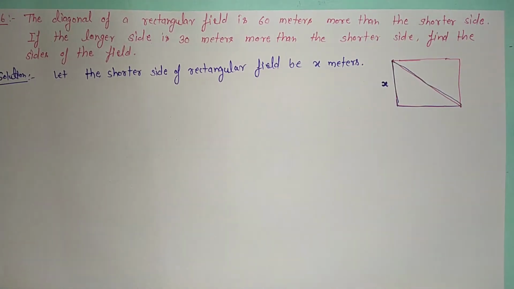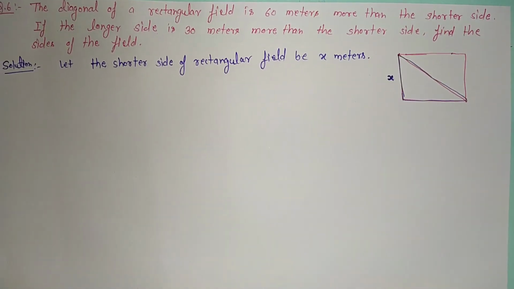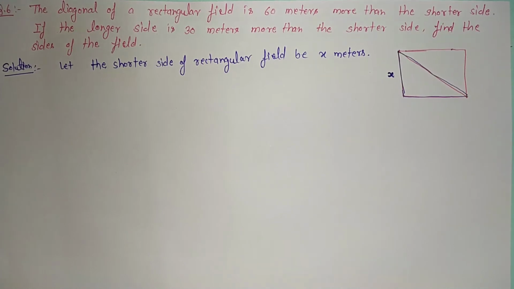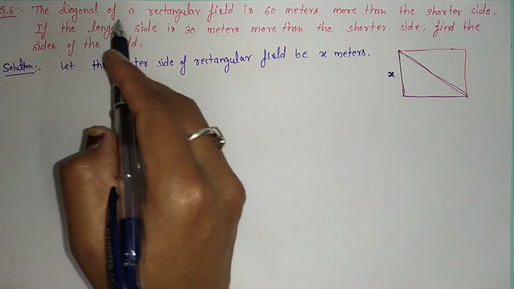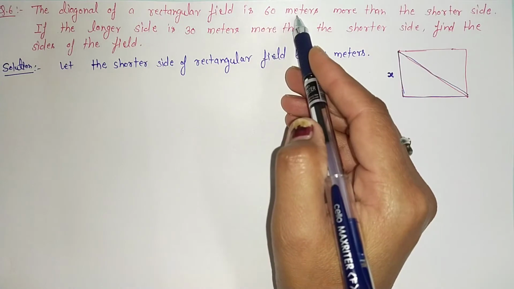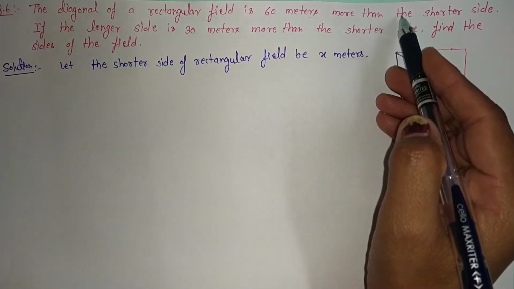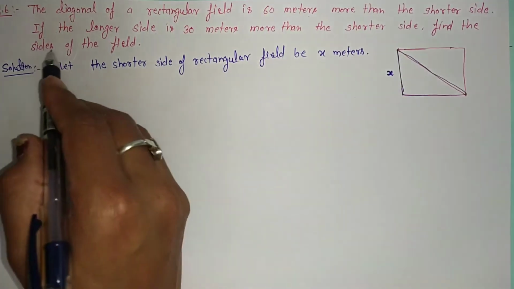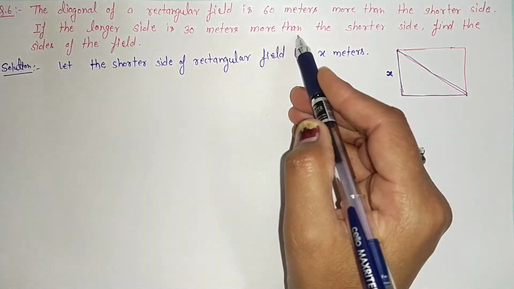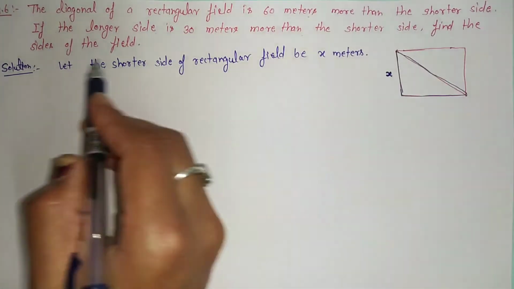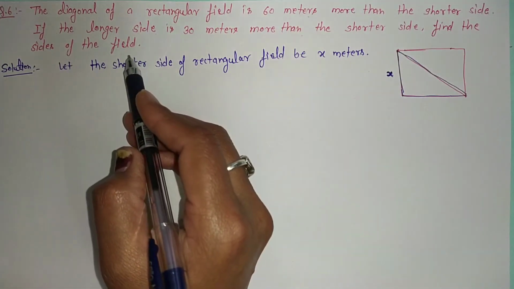Hello everyone, today we solve question number 6 of exercise 4.3. The question is, the diagonal of a rectangular field is 60 meters more than the shorter side. If the longer side is 30 meters more than the shorter side, find the sides of the field.